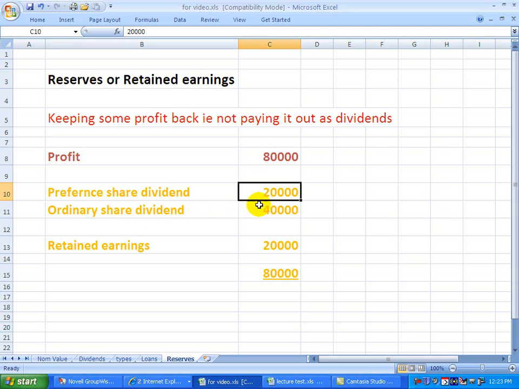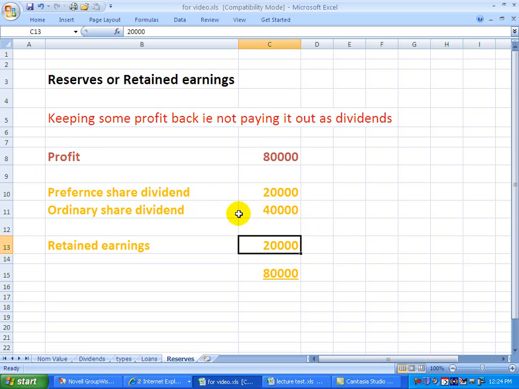So we could pay it all to the ordinary shareholders, or we could keep it all in the company as retained earnings. Say we've decided we'll give the ordinary shareholders 40,000, which would be expressed as a percentage of the nominal value of their shares. That leaves us with £20,000 left over from profit, which we keep in the company as retained earnings, or that money is in reserve, we're keeping it back. And that accounts for the full £80,000 profit: 20,000 to the preference shareholders, 40,000 to the ordinary, and 20,000 to the retained earnings, kept in the company.